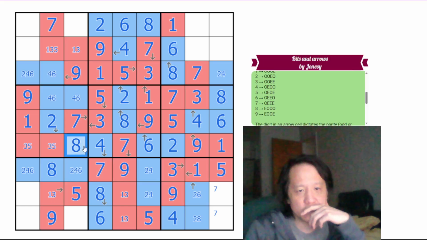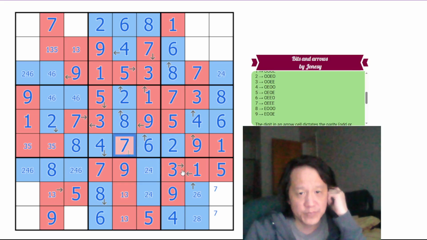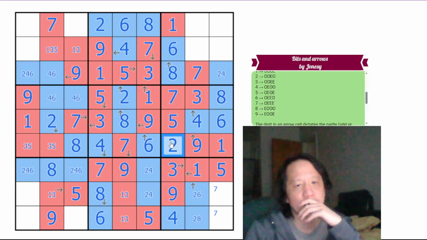4 is odd, even, odd, odd. 7 is odd, even, even, even. 6 is odd, even, even, odd. 9 is even, odd, odd, even. 3 is odd, odd, even, even. 1 is odd, odd, odd, even. 8 is even, odd, odd, odd. Okay.